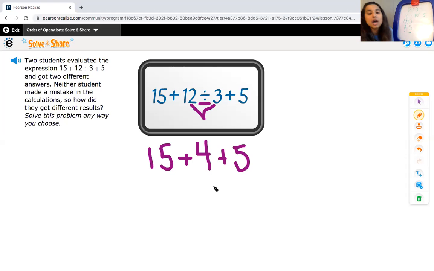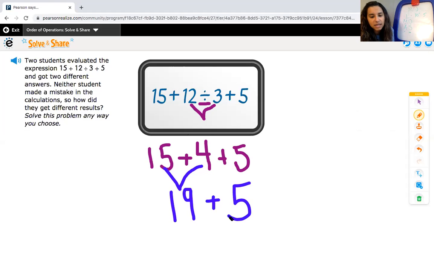All right, so the only operation we see that we have left is addition. So that's what we're going to do. 15 plus 4 equals what? 19. Okay, plus 5. So 19 plus 5. I'm bringing everything down that I haven't used, that plus 5. 19 plus 5 is what?